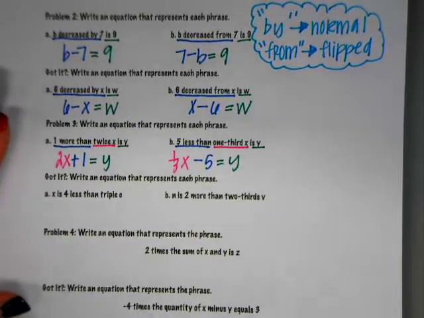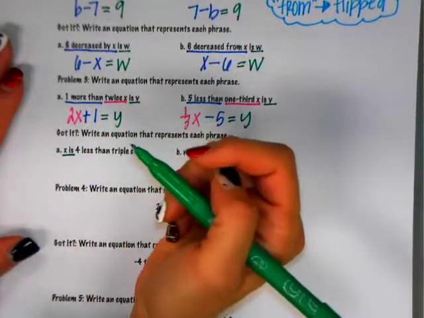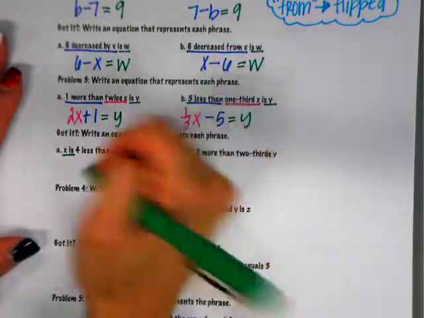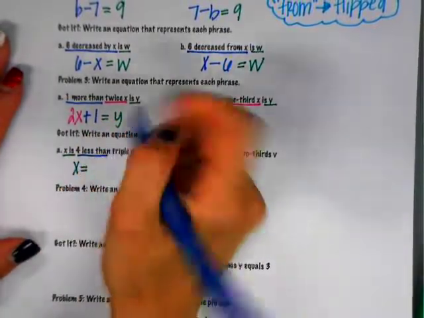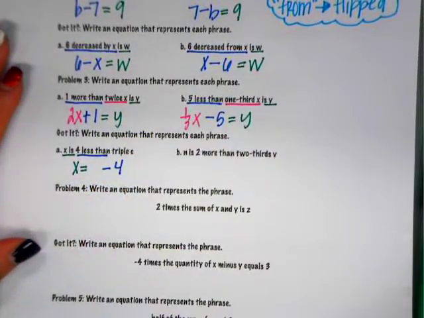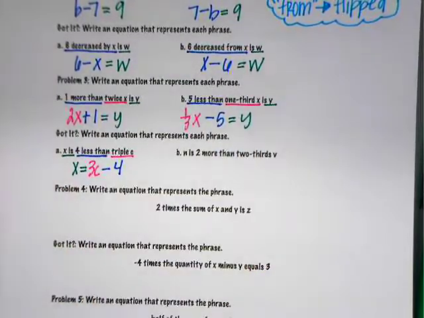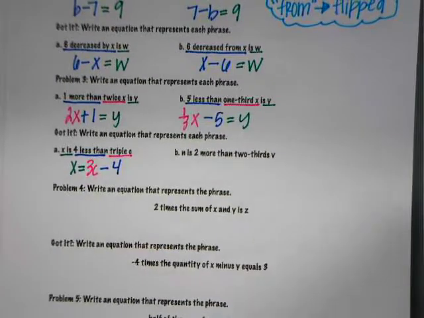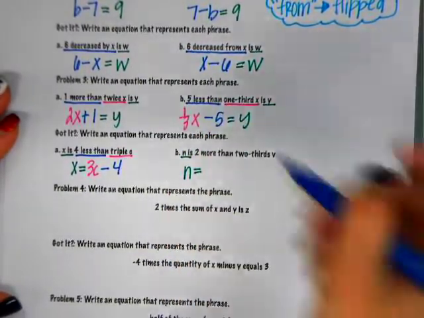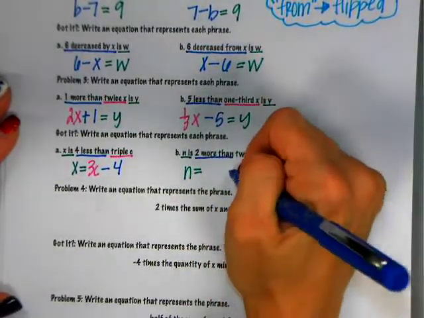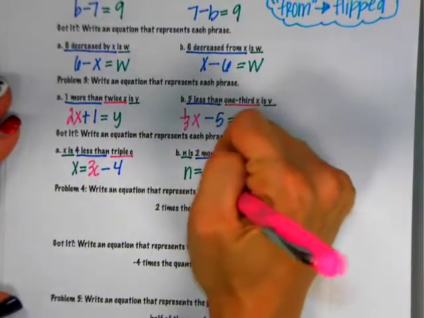Okay, next one. You guys should be trying these before we do them, okay? X is, so how do I do X is? X equals. 4 less than means something minus 4. And how do I write triple C? Yeah, 3C. Okay, and then N is, N equals 2 more than, so something plus 2. 2/3 V, just 2/3 V.